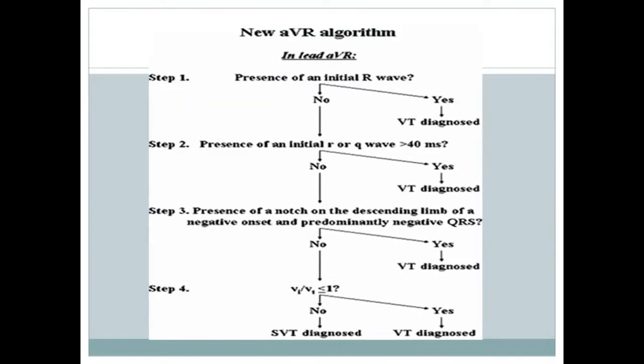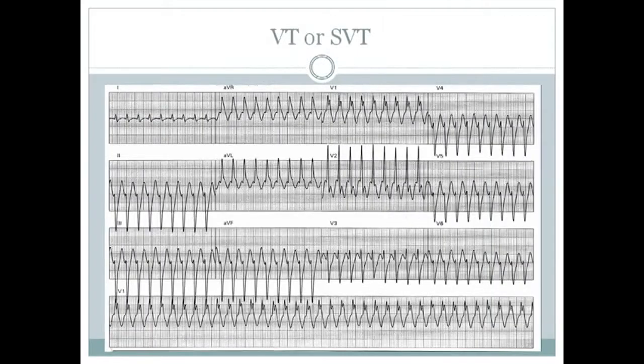There's another algorithm. The new algorithm is based on aVR. This is what you need to remember. If you have a positive deflection in the aVR, that should not be there, it should always be negative because the energy is moving away. That's V tach until proven otherwise. Okay? So you don't need to memorize them. Understand the concepts and look for them if you need them.